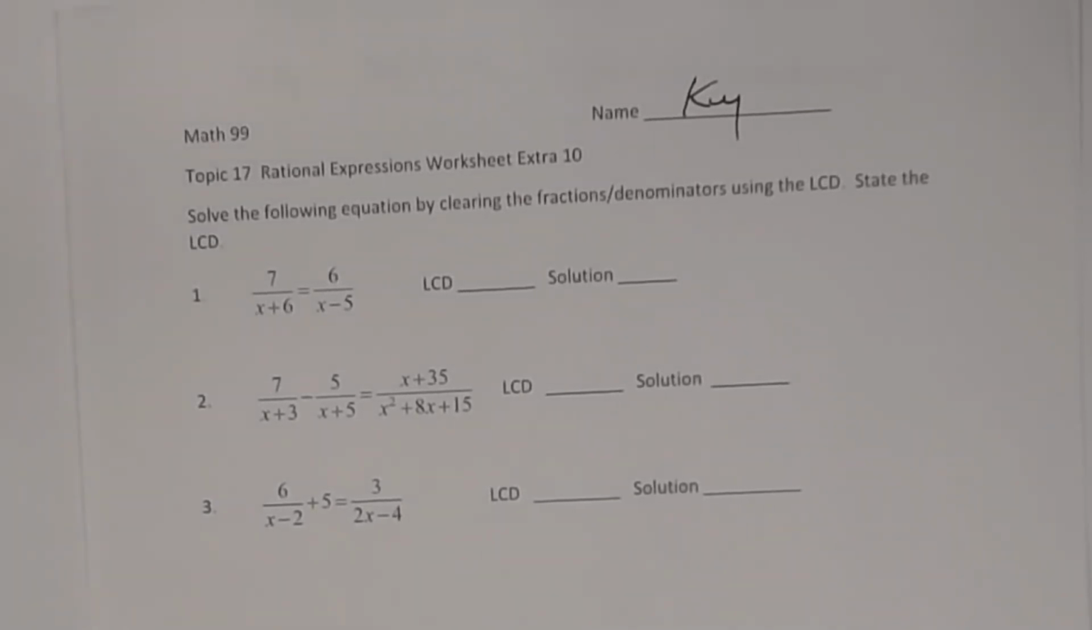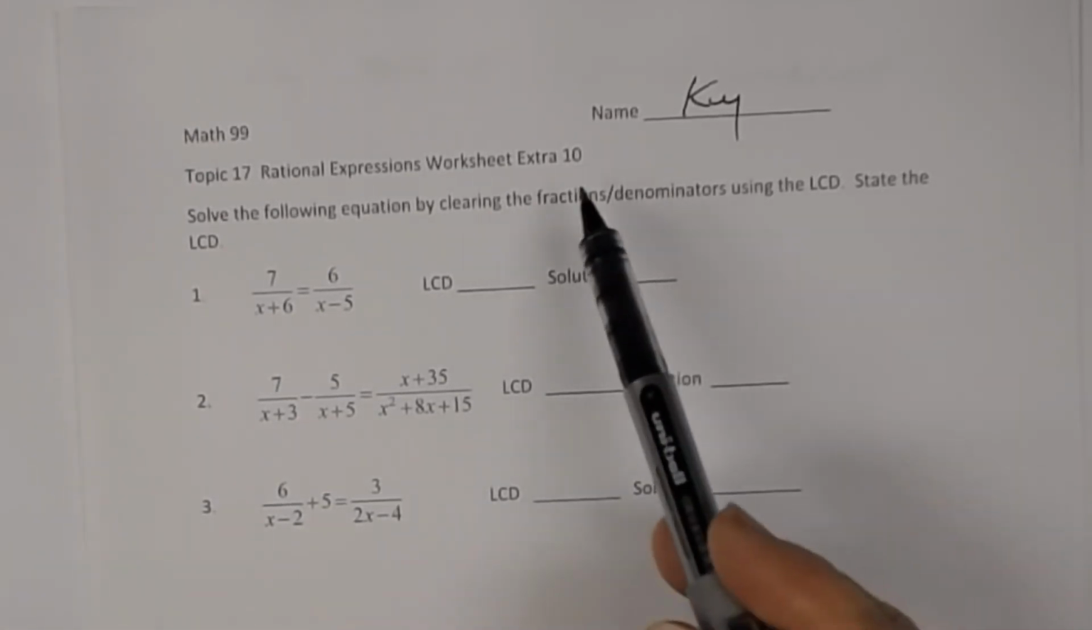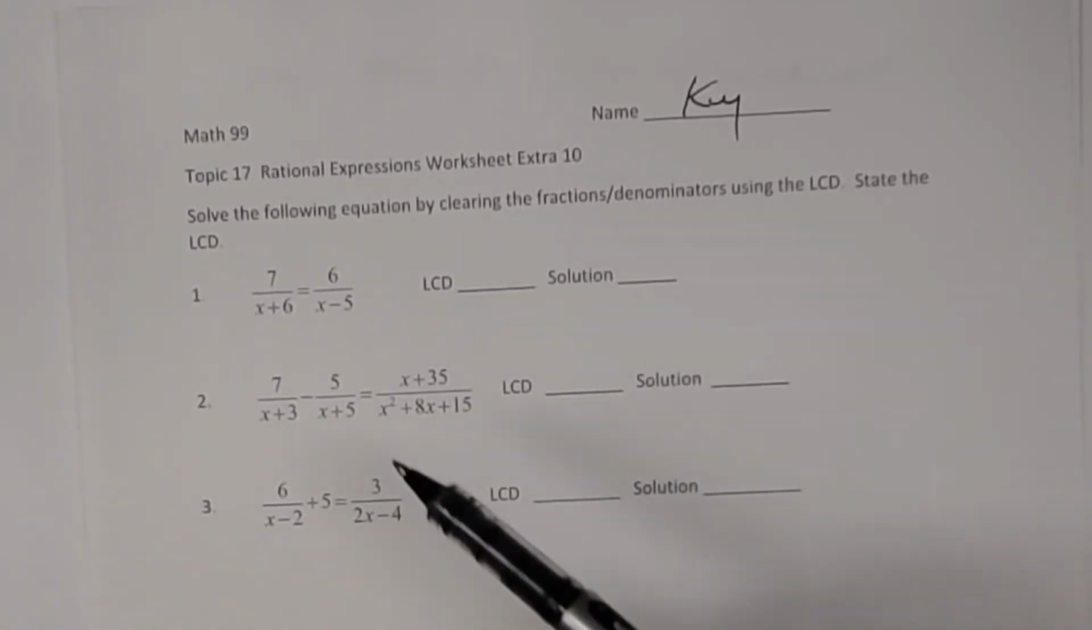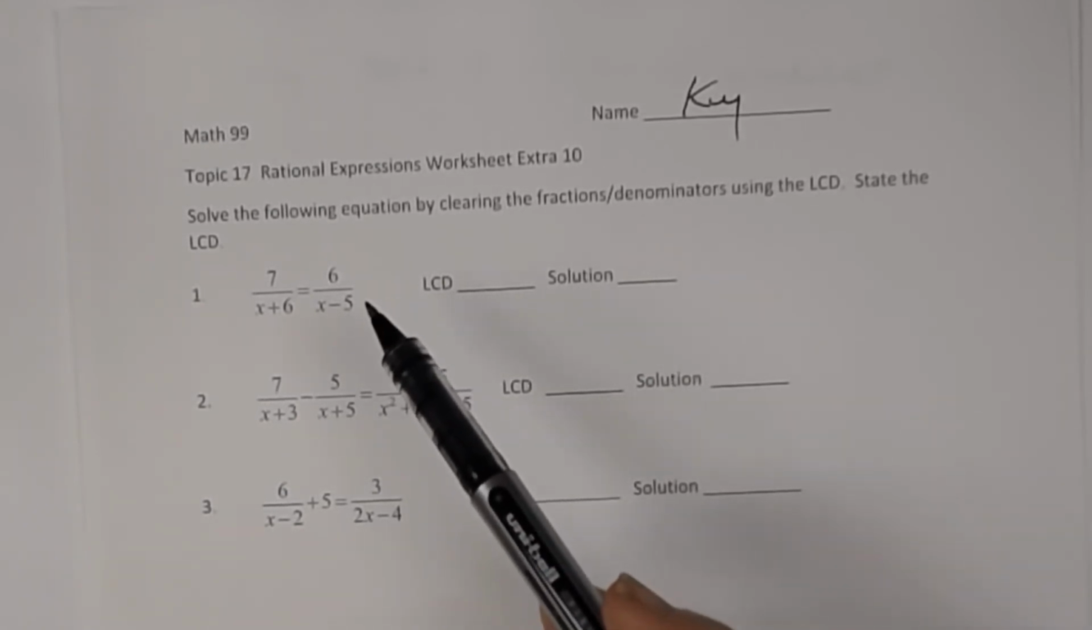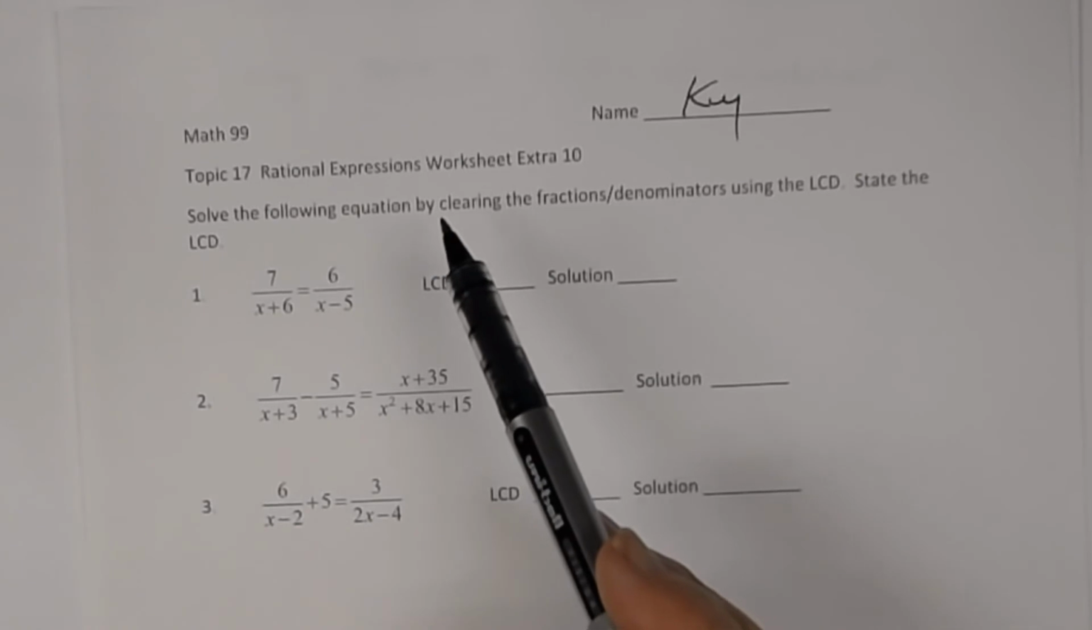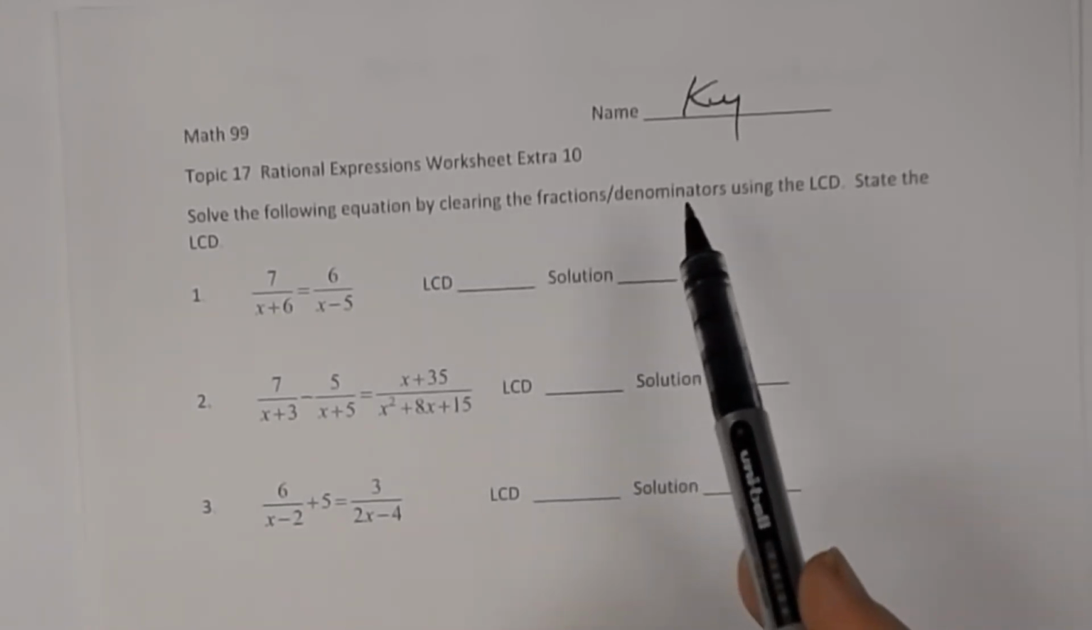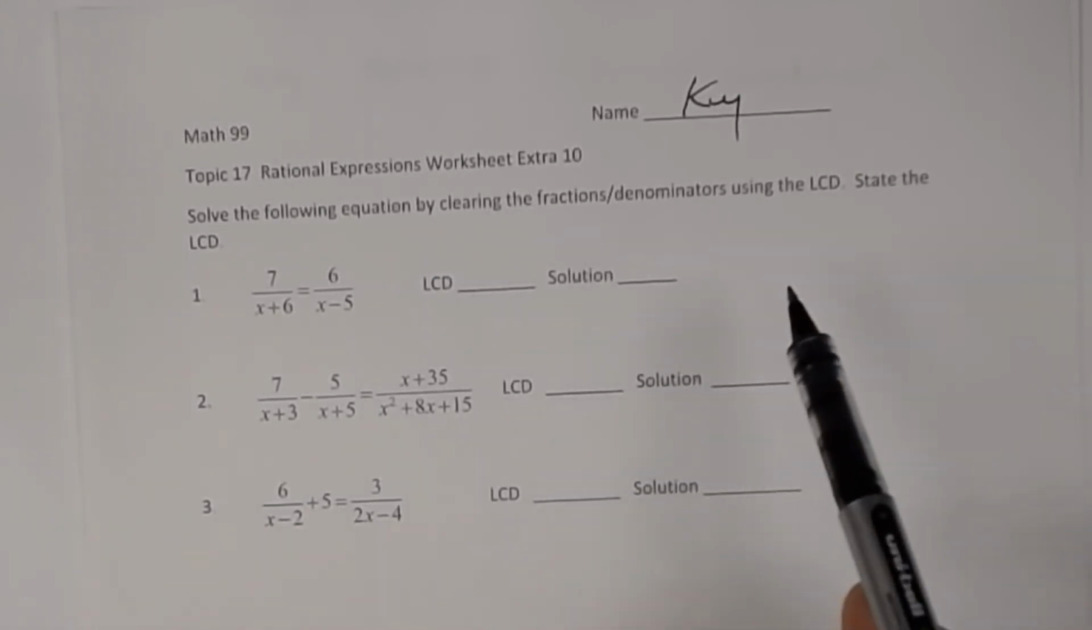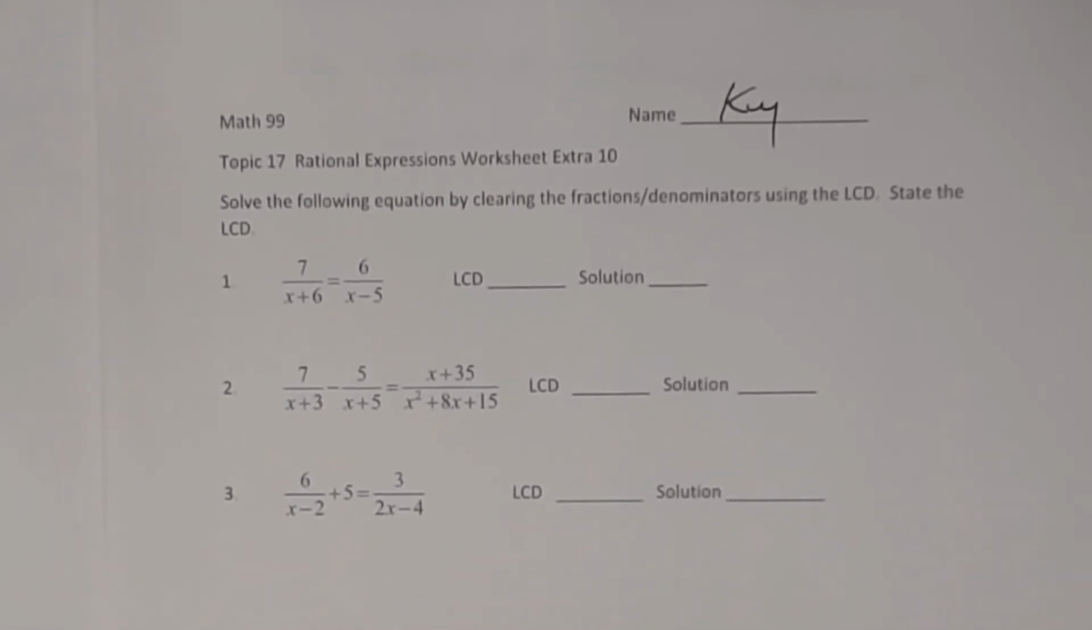This is a key to topic 17, and this is the worksheet called Extra number 10. You have three rational equations, and you want to solve each of those rational equations. Remember, it says solve the following by clearing the fractions denominators using the LCD. And don't forget to state the LCD. Okay, so let's look at number one.